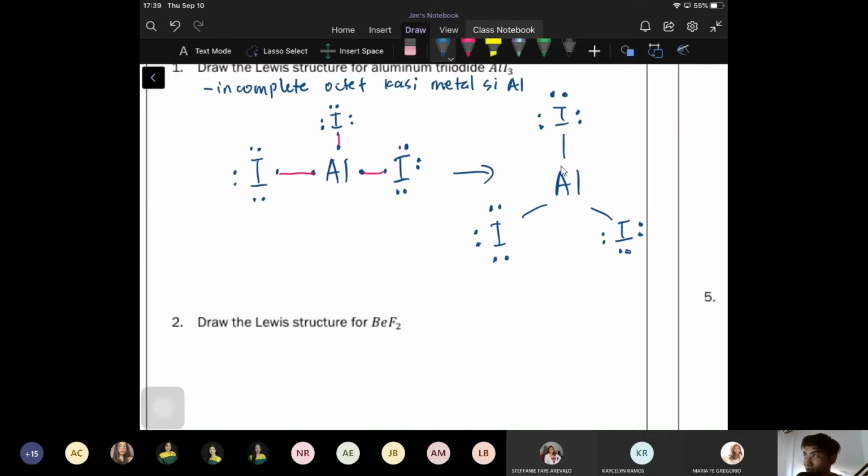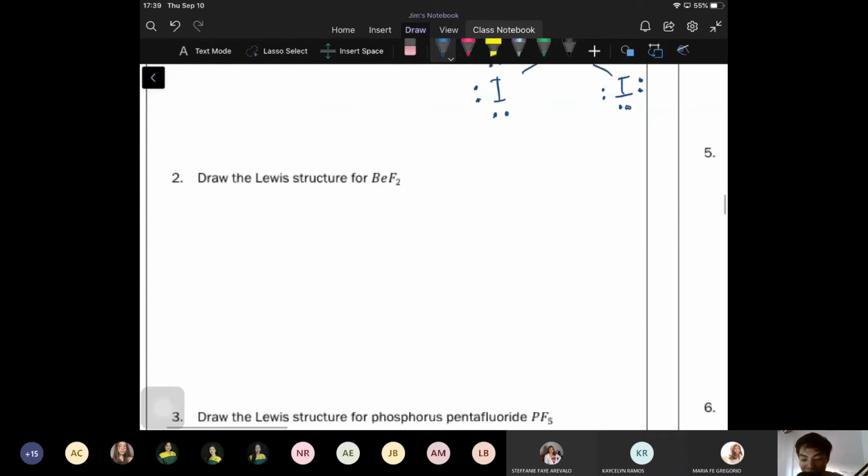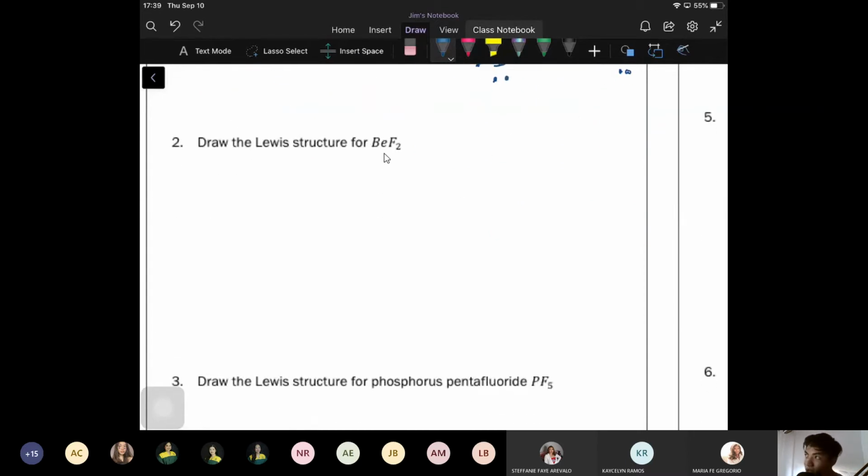So, that's my structure for aluminum triiodide, no? Tapos na. Violation ng octet rule kasi metal. Basta may metal, violation ng octet rule. Ito, BeF2. Is that a violation of the octet rule or not? Opo, violation. Bakit? Kasi beryllium is a metal. Okay, so basta may metal, violation.